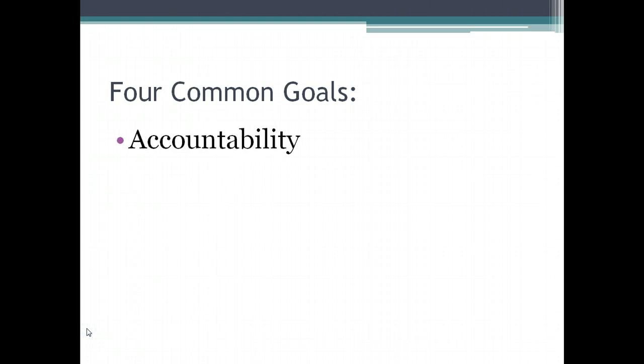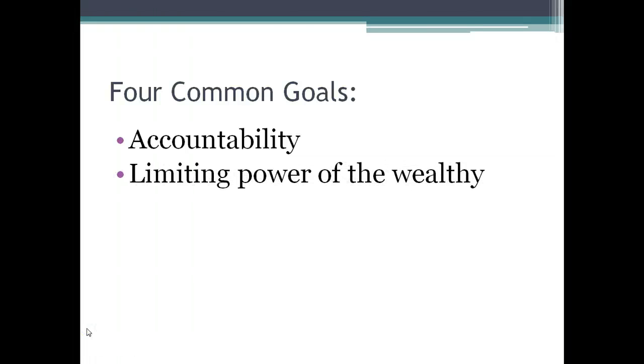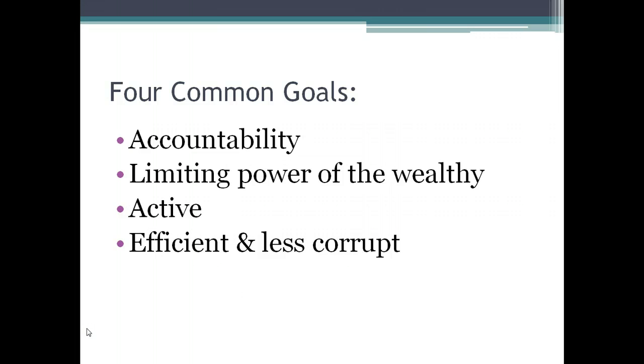The first one is that the government should be more accountable to its citizens. Instead of helping businesses and the wealthy, they should focus on the average American. The government should also limit the power of the wealthy. They should be more active in improving the lives of its citizens and should run more efficiently and be less corrupt. So progressives wanted laws passed to deal with the reform efforts that they found to be the most serious, and they wanted an end to the laissez-faire attitude that was pervasive during the industrial era.